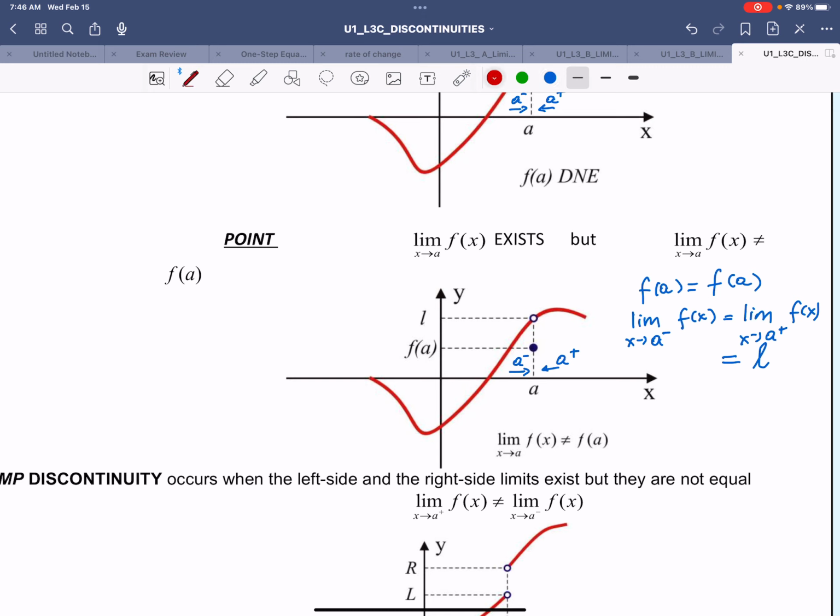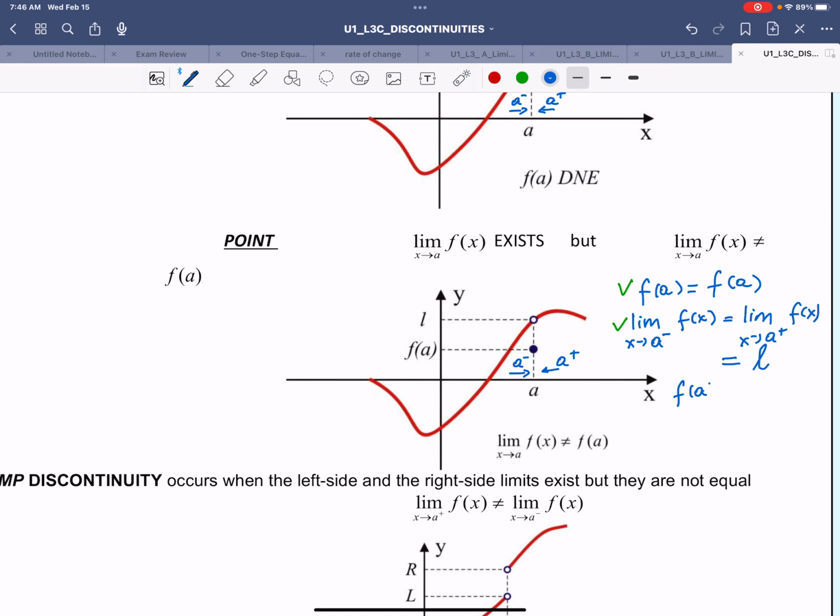Now, condition number 1 for continuity is satisfied because the value of the function at a exists. The limit of the function exists. However, notice that the value of the function at a is different than the limit of the function at a. So the third condition is left unsatisfied, and that is what creates a point discontinuity.